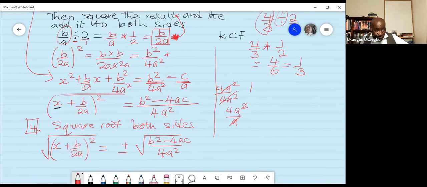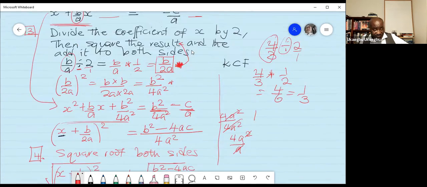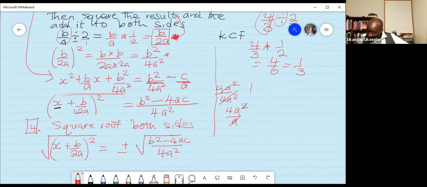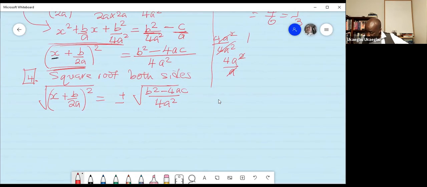Okay, so once you perform that division, square it, and add it to both sides, it becomes a perfect square. This is a perfect square now, because when you factorize this, you are going to get this, and when you factorize that, you are going to get this. That's what makes it a perfect square. All right, so now let's continue. We have about 3 more steps to go.